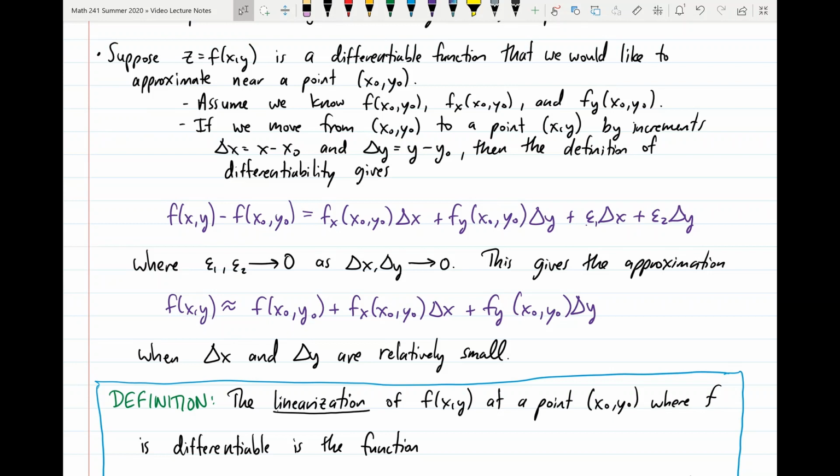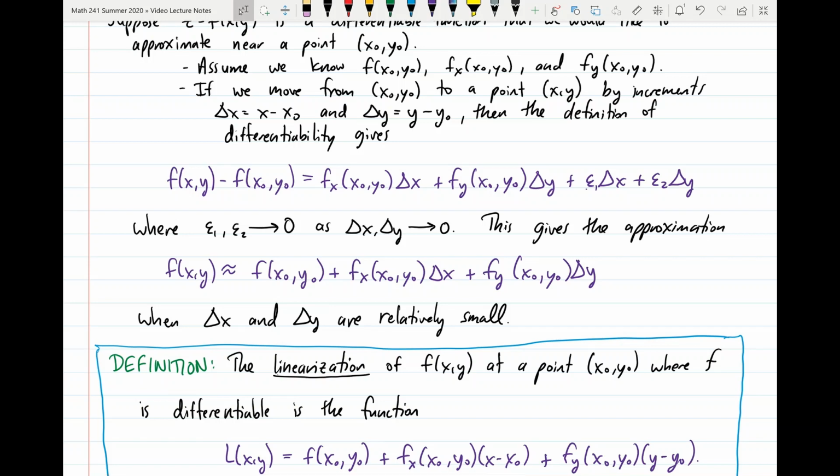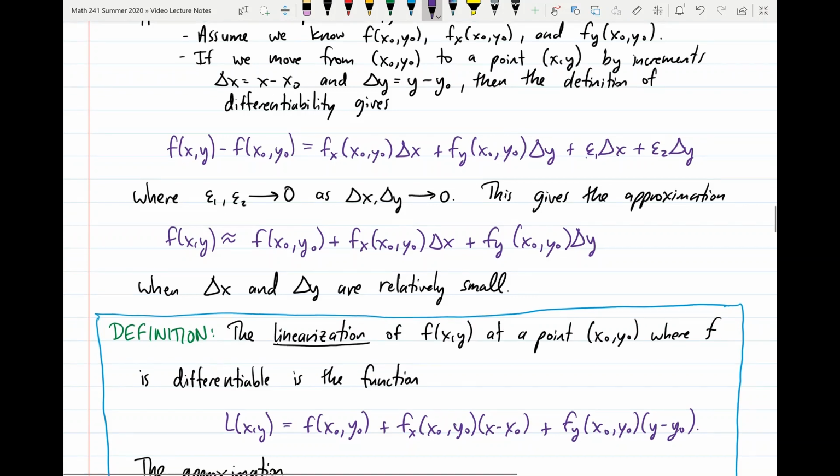But the fact that f is differentiable gives us the fact that the function evaluated at x, y minus the function evaluated at x naught, y naught will be equal to partial x at x naught, y naught times the change in x, plus partial y at x naught, y naught times the change in y, plus epsilon 1 times the change in x plus epsilon 2 times the change in y. So this is just the definition of differentiability. And note also that epsilon 1 and epsilon 2 are going to go to 0 as the change in x and the change in y go to 0.